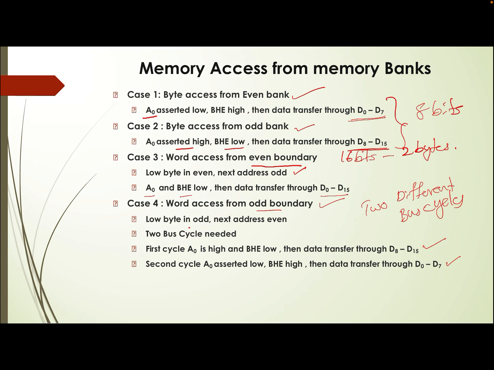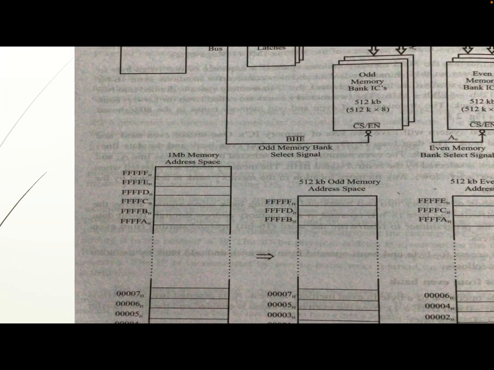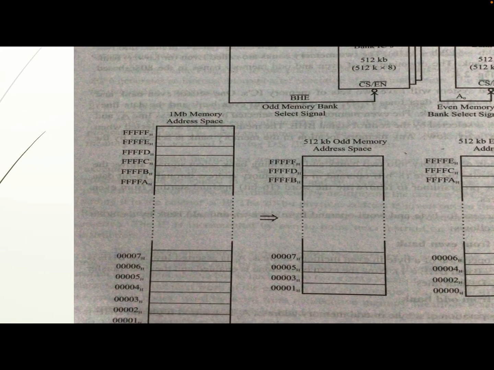In the second case, the next bank is selected and the data is placed on the other set of data lines. So here we need 2 consecutive bus cycles for reading one word of data from 2 different banks. Here is the internal structure of the organization of even and odd memory banks.